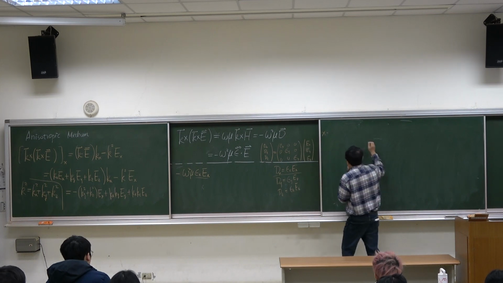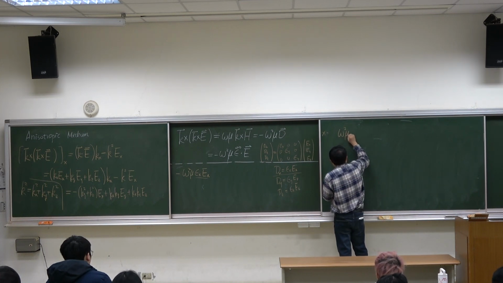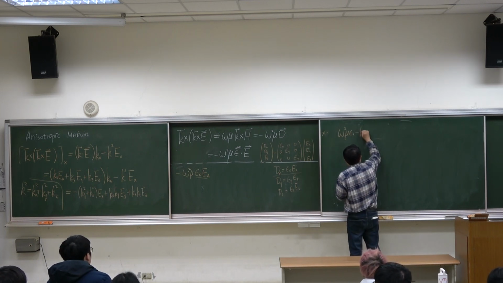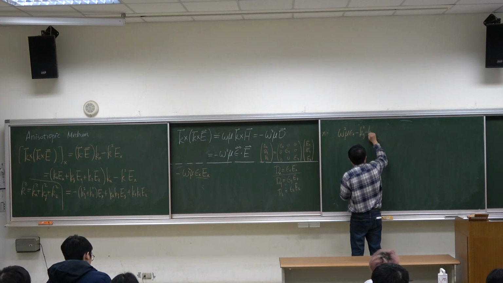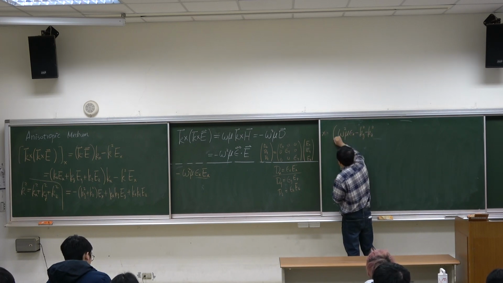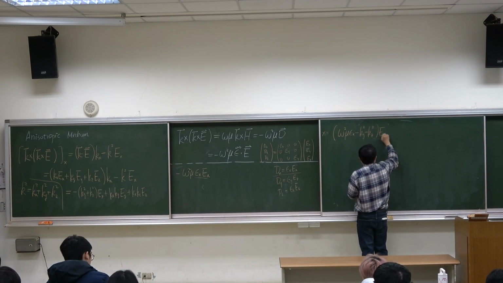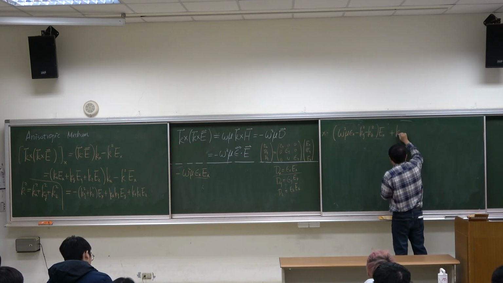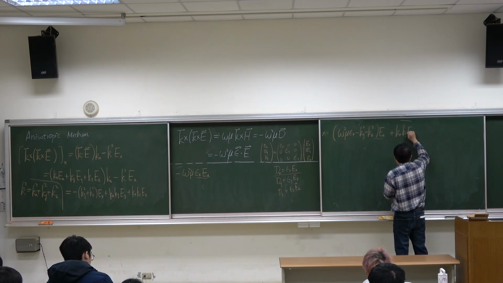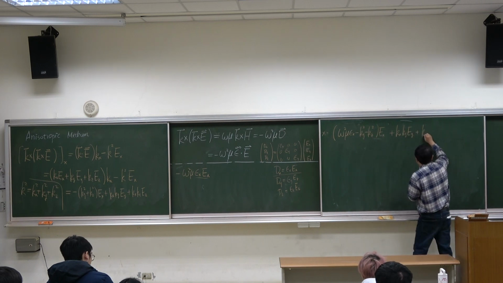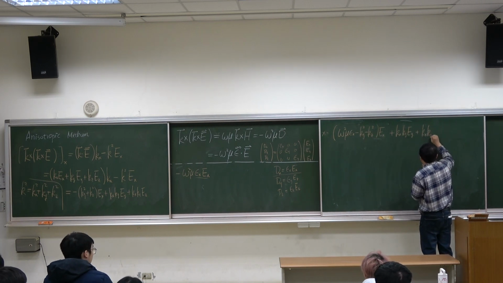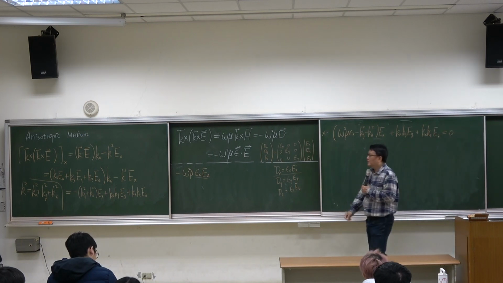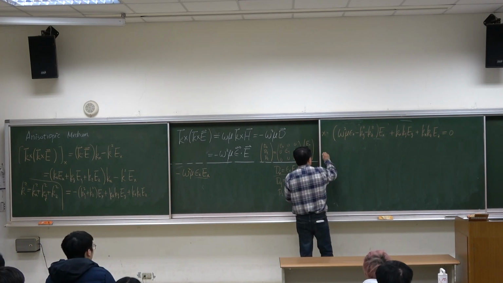So the x component of the equation can be written like this. Omega squared mu epsilon x, minus ky squared minus kz squared, times EX, plus kx ky EY plus kx kz EZ equal to 0. Okay.